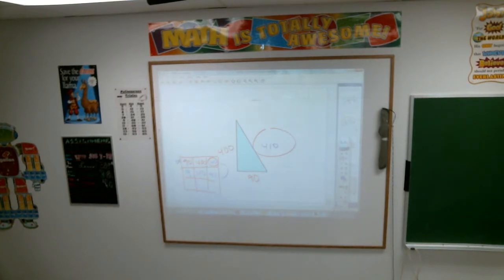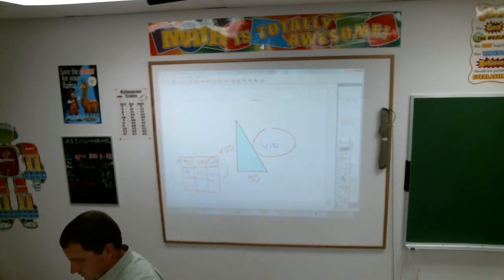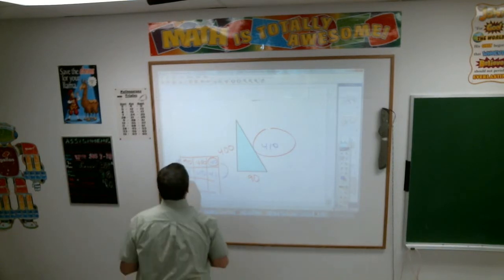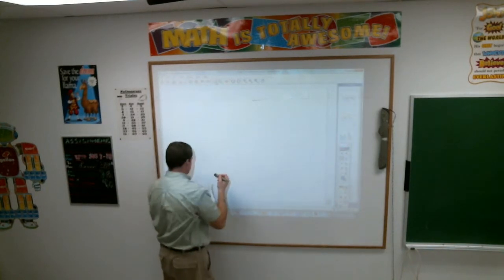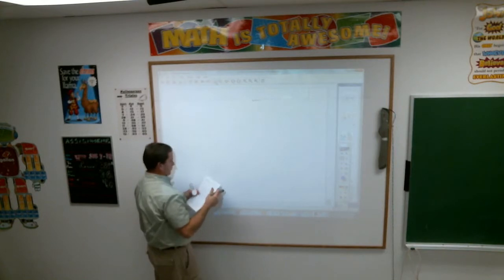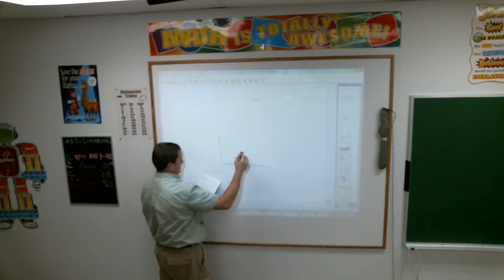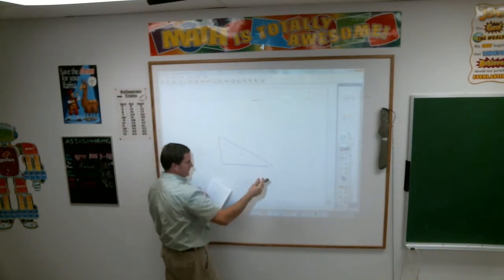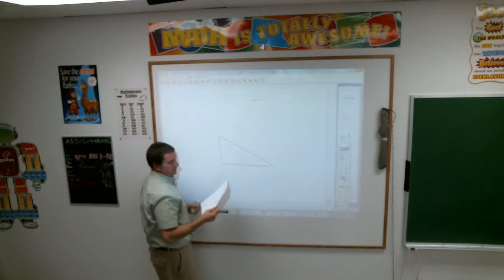Go ahead and do problem L1 and 2, and then I'll explain the rest of it. Do for me right now L1 and L2. We should be done with number 1 and 2. Number 1, in that table, you're just supposed to label the legs and the sides.